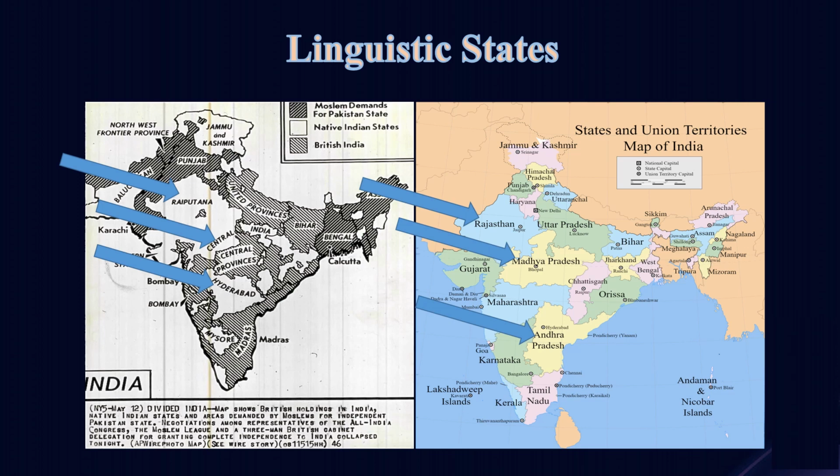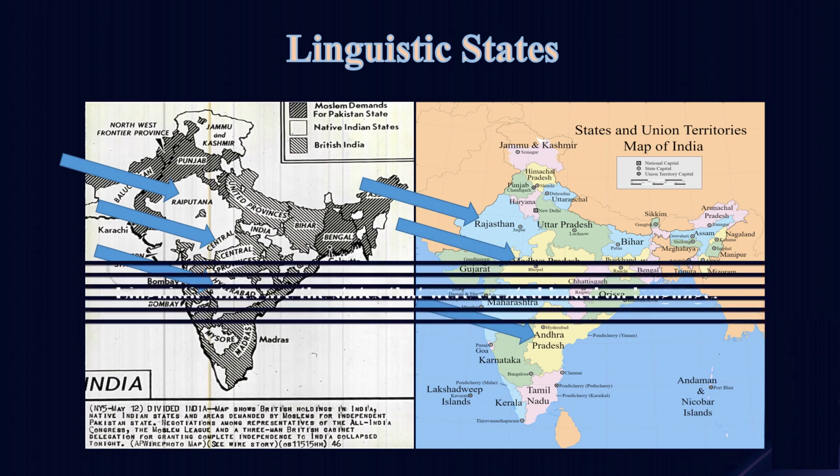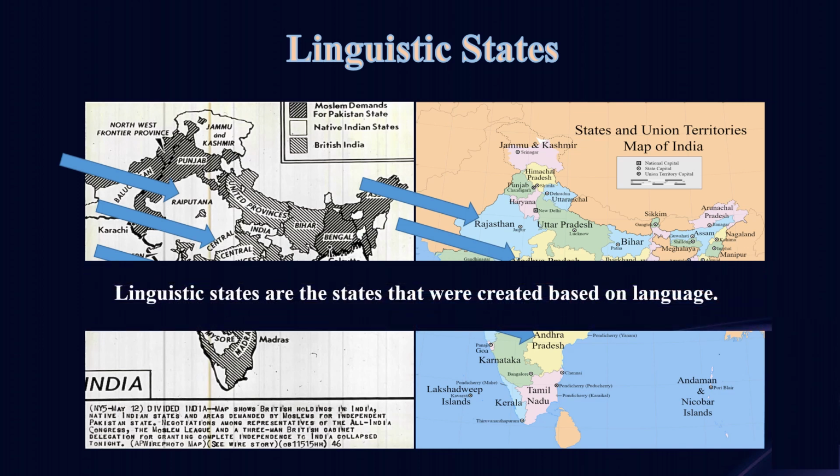So what is the reason behind the creation of new states? This was done based on language, which means the new states were created based on language by Indian leaders. The leaders of that time wanted to ensure that the people who spoke the same language lived in the same state.